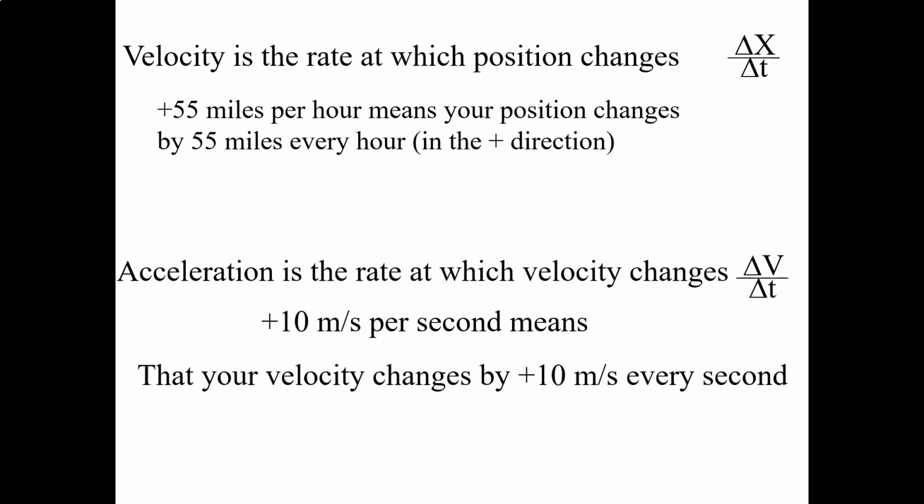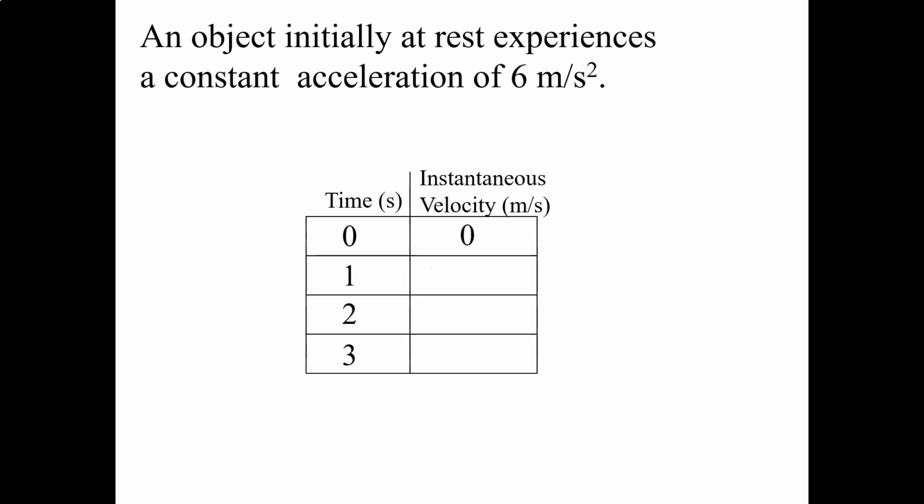They're both rates though. Okay, let's say we start from rest and we have an acceleration of 6 meters per second squared. How fast am I moving after 1 second? Well, I'd be moving at 6 meters per second. And then after 2 seconds, I'd be moving at 12 meters per second, and then 18 meters per second. So that's literally what 6 meters per second squared means.